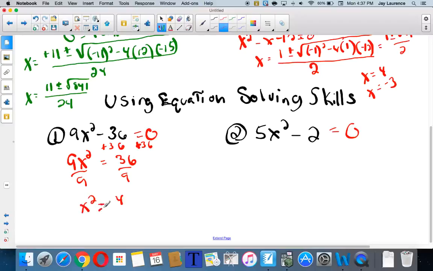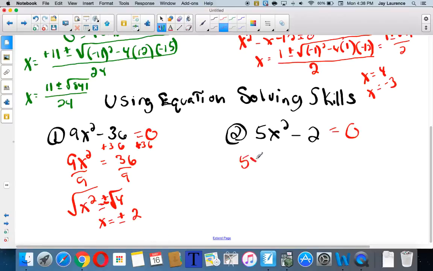Then I'm going to take the square root of both sides, plus or minus, and so x is going to equal plus or minus 2. Okay, if I use the quadratic formula, I would get the same thing. All right, over here on this one, it gets a little harder.